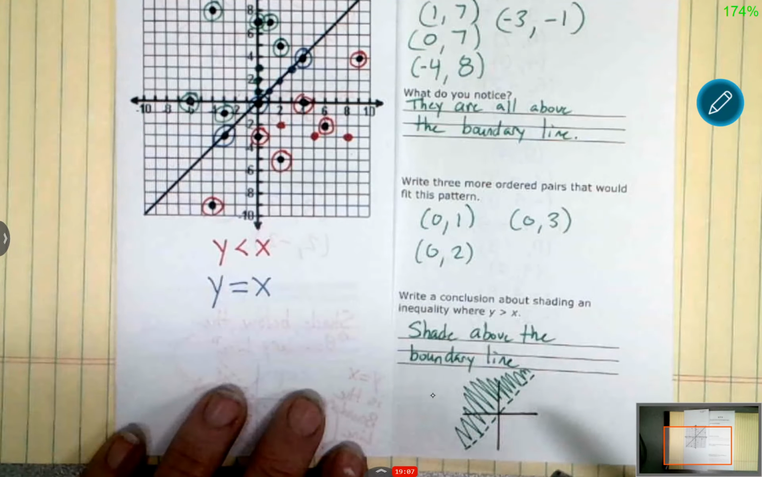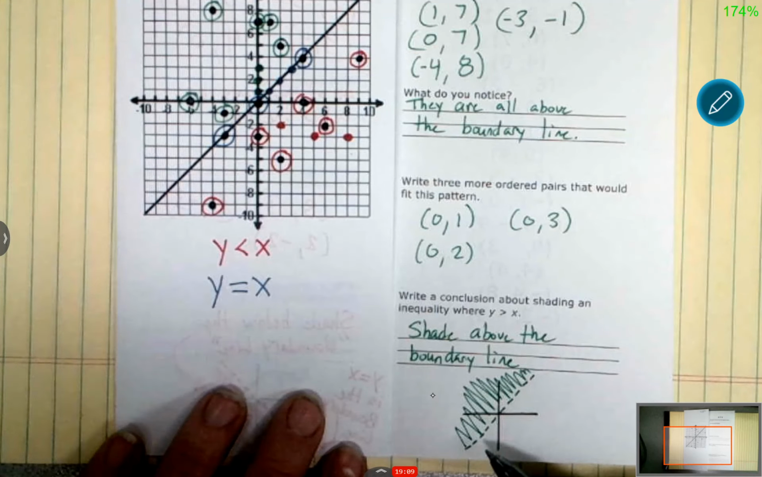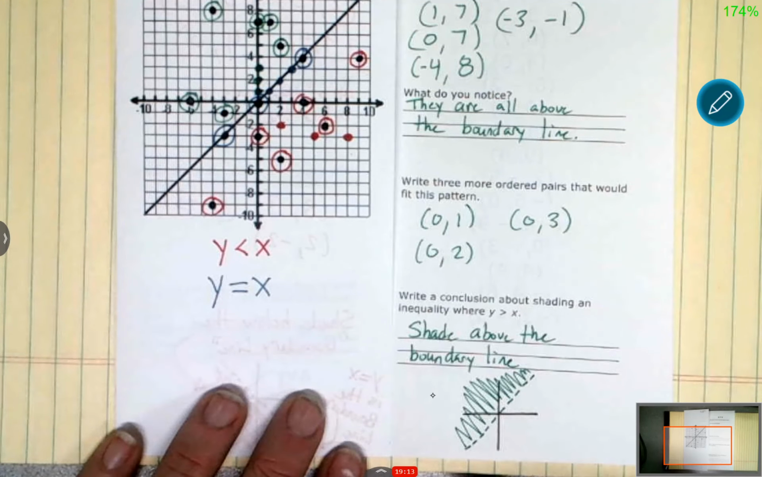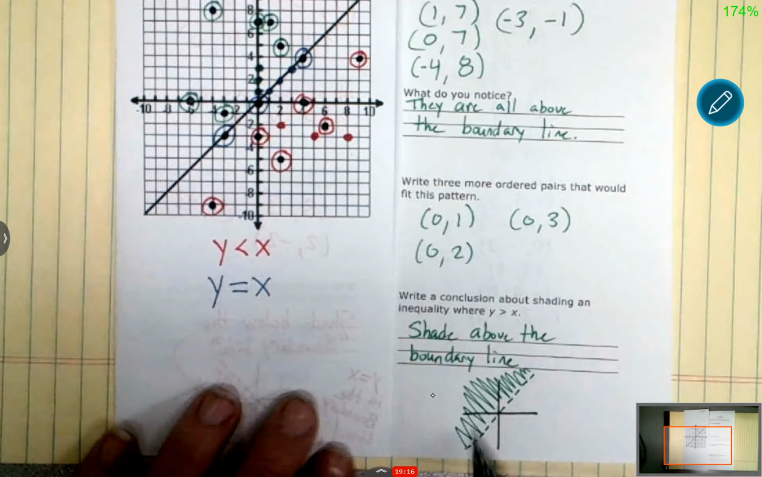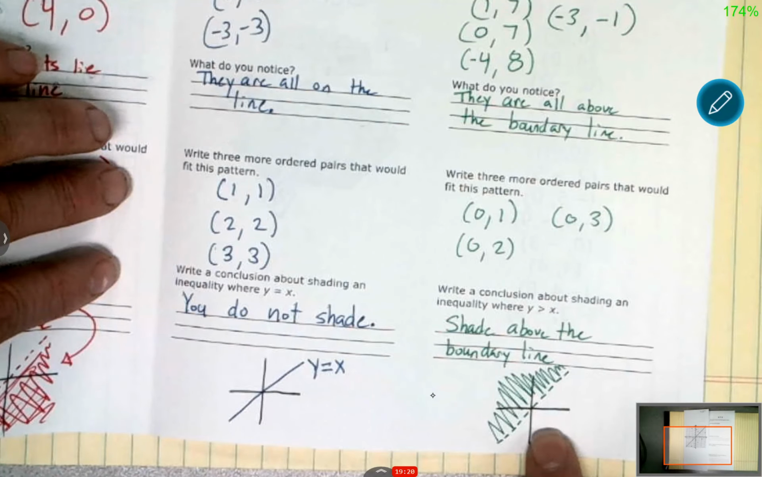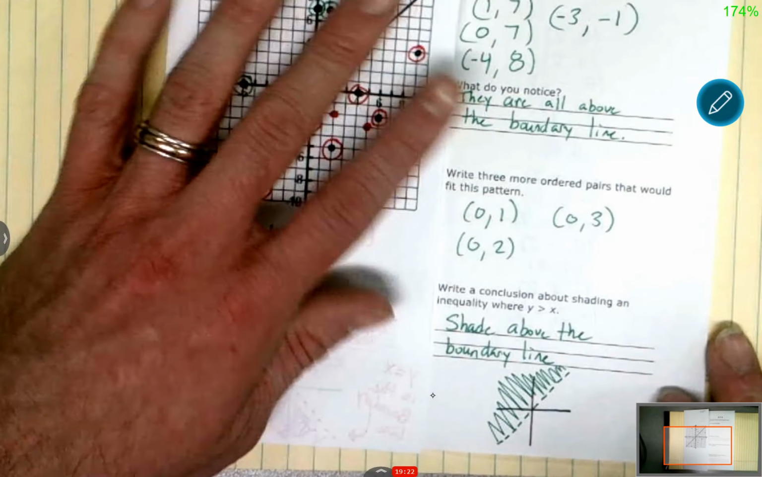So if there were solutions that were on the line, it would be solid? Yes, it would be solid. Like all of these dashes would be connected, just like that. A solid line, a dashed line. Oh, okay. Great question.